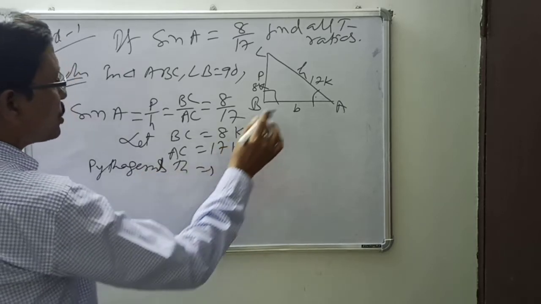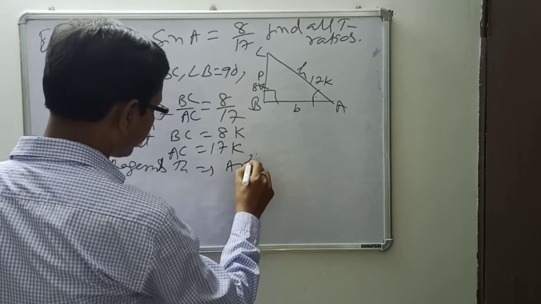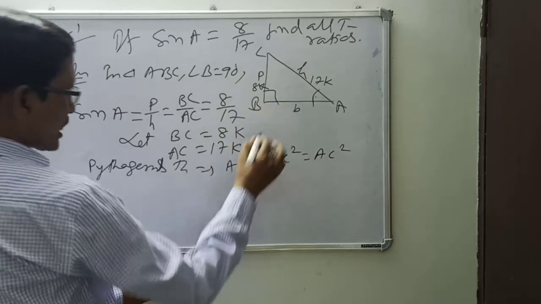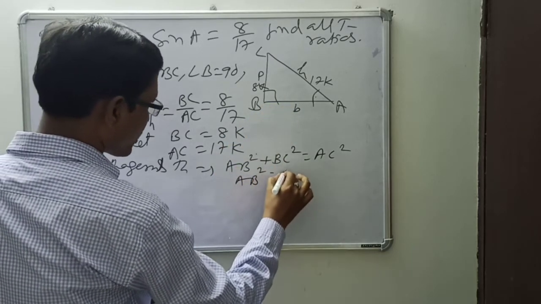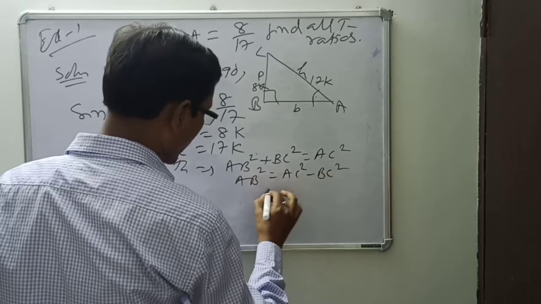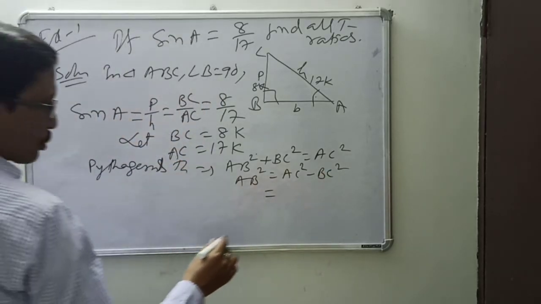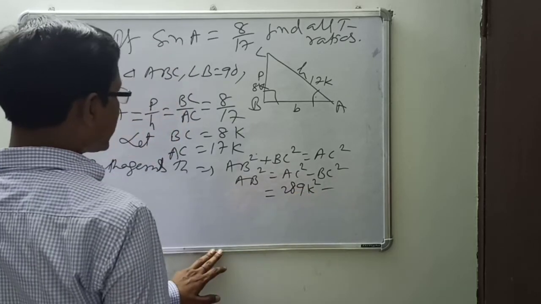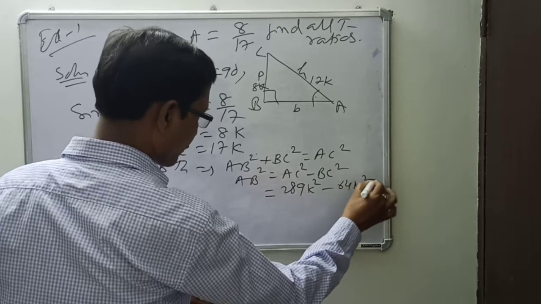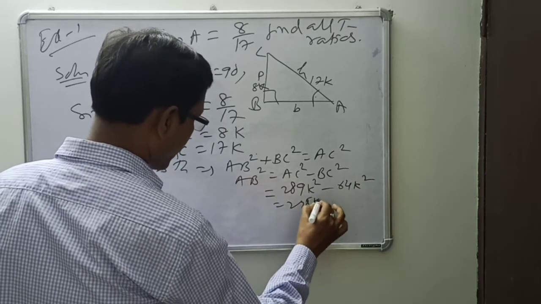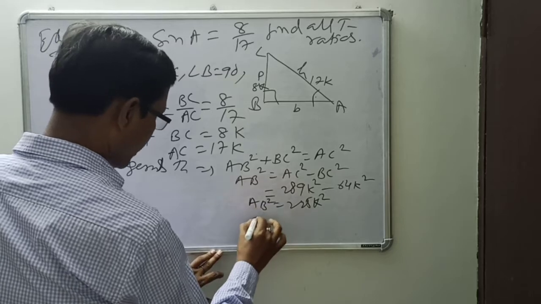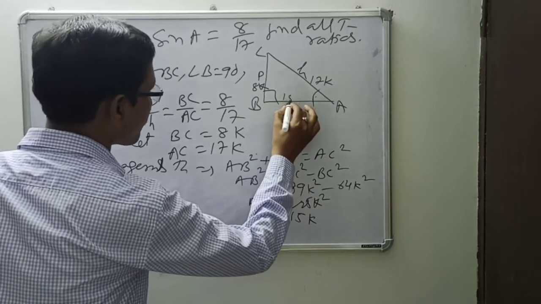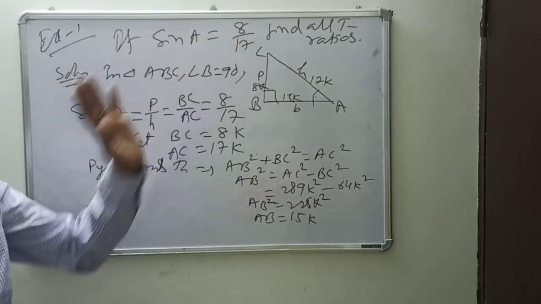Pythagoras theorem, we know this square plus that square equals AC square. So you have to get AB square. So AB square equals AC square minus BC square. AC means 17K whole square, if we do the calculation directly, 289K square. And BC is 8K square, which is 64K square. So you are getting 225K square, that is AB square. So AB equals its positive square root, that is 15K. So all the three sides are known.